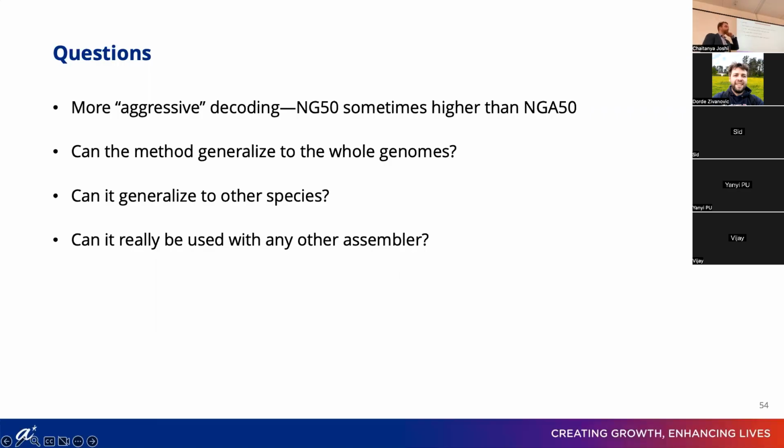And then the questions raised also before: can this generalize to whole genomes? All this was done only on individual chromosomes. Can it generalize to other species? And can it really be used with any other assembler? I said this method is completely agnostic with respect to the assembler. So in theory, at least, if you construct an assembly graph with a different assembler, not Raven but something else, that is really state of the art for these types of reads, and use our method on these graphs, would it also perform well?